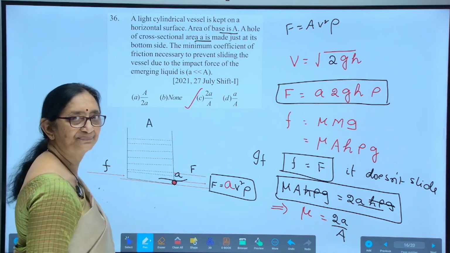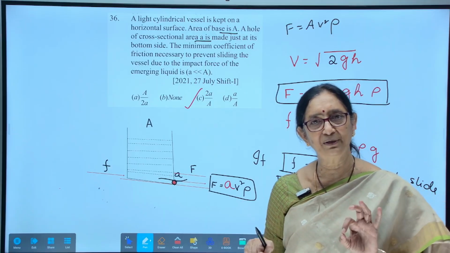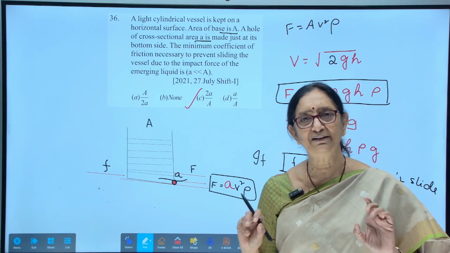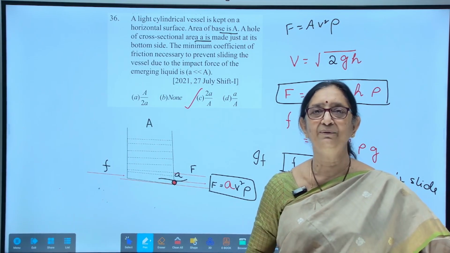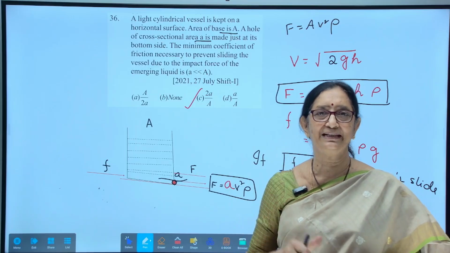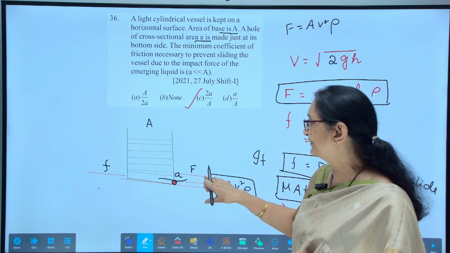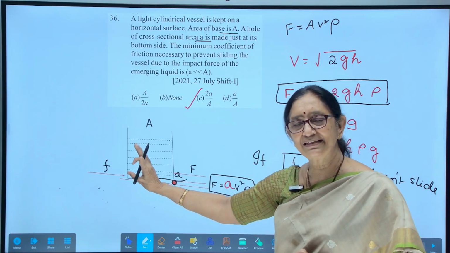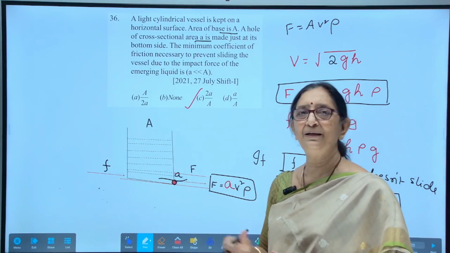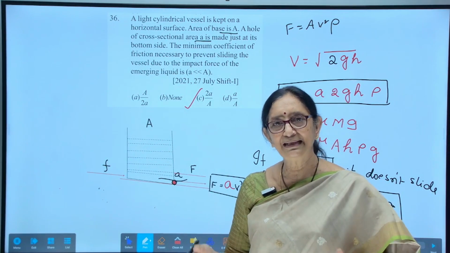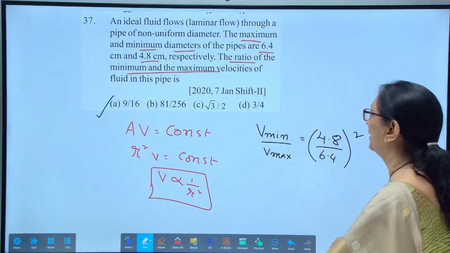that is the answer. Okay. So, the water jet is ejected out of a hole with a force a V square rho, where a is the area of the hole through which it is coming out. Here the hole is made, and it is coming out of the hole with that force. The reaction force developed on the vessel is the same, a V square rho, and that is being balanced by the friction, so the cylindrical vessel does not slide back. Okay. Move on to the next problem.